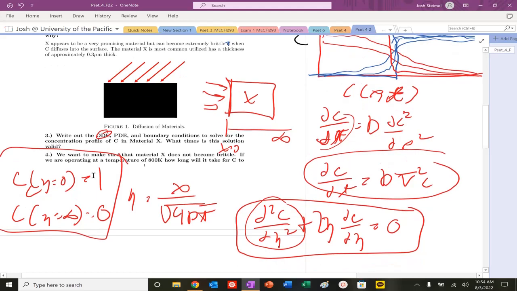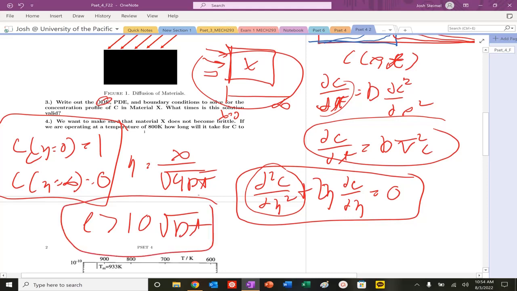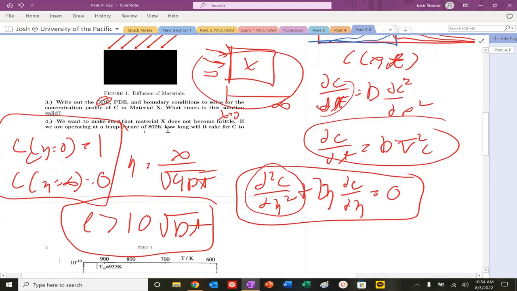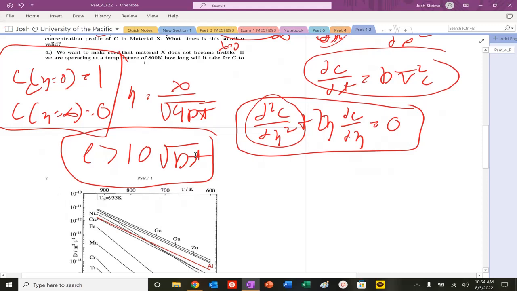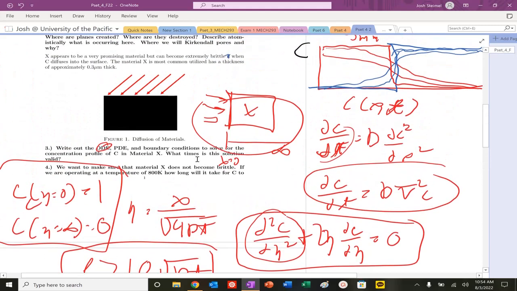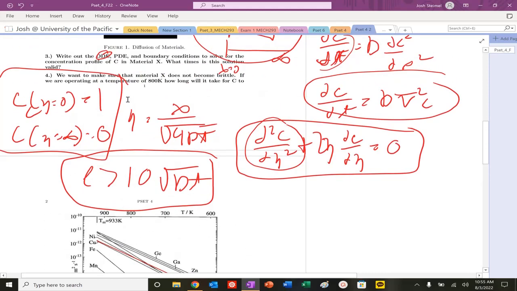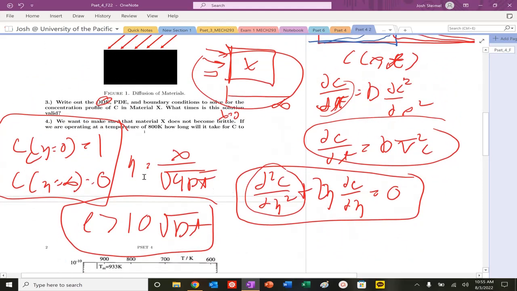What times is this solution valid? Remember, when I make this semi-infinite assumption, I am basically saying that the length has to be greater than 10 square root of Dt. So length is going to be 0.3 micrometers. We need to know the diffusivity of carbon. We want to make sure that the material does not become brittle. Although it's not very clear in the problem set, we can assume that when carbon reaches 0.3 micrometers thick, we're in big trouble.